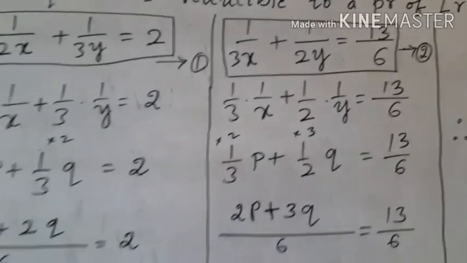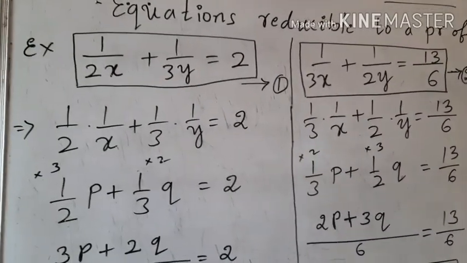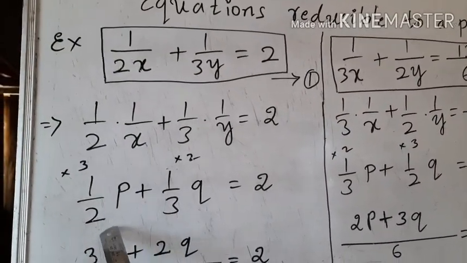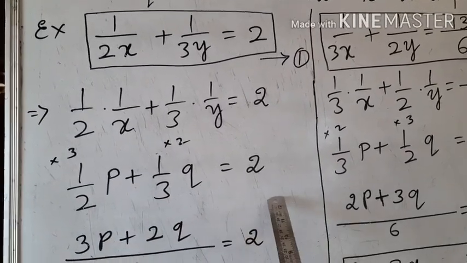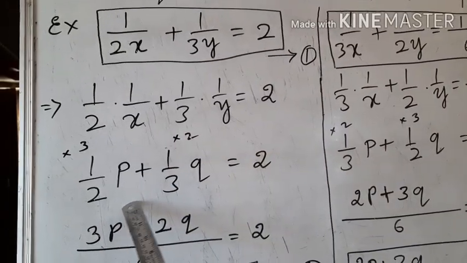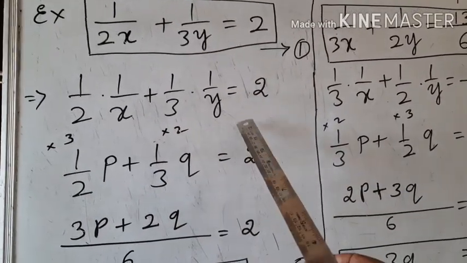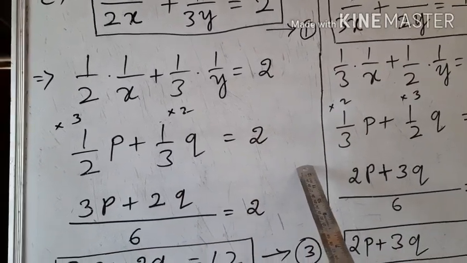Hence, equation 1 and equation 2 now become like this: 1 by 2 p plus 1 by 3 q is equal to 2, because p is 1 by x. Okay, we have taken q is equal to 1 by y. Therefore, 1 by 3 q is equal to 2.